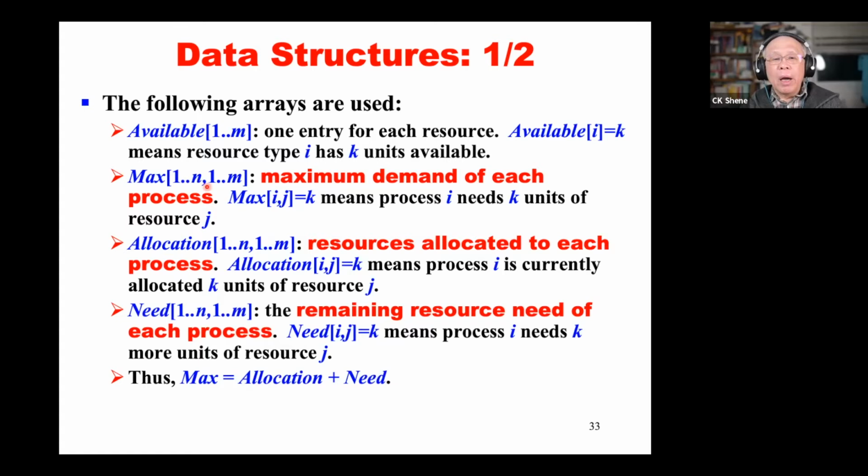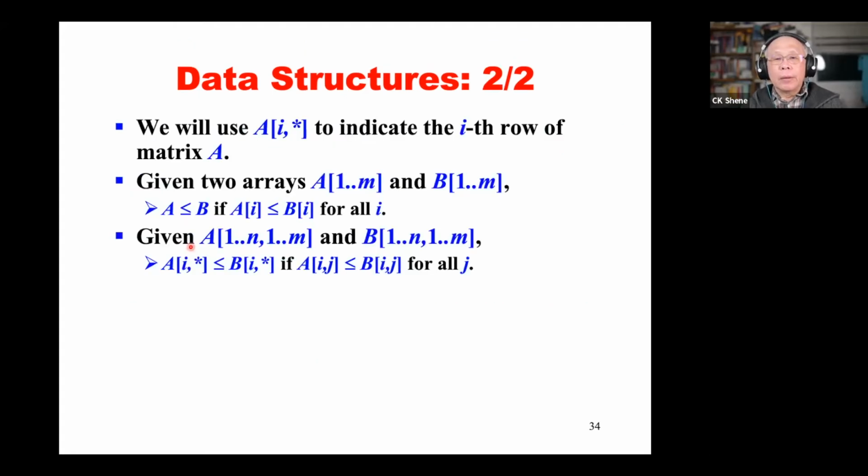So if you know max and either one of them, you can compute the other. Of course, in implementation, the max array is user input, and allocation is the system allocation record, filled by the system. And need is the computed array from max minus allocation.